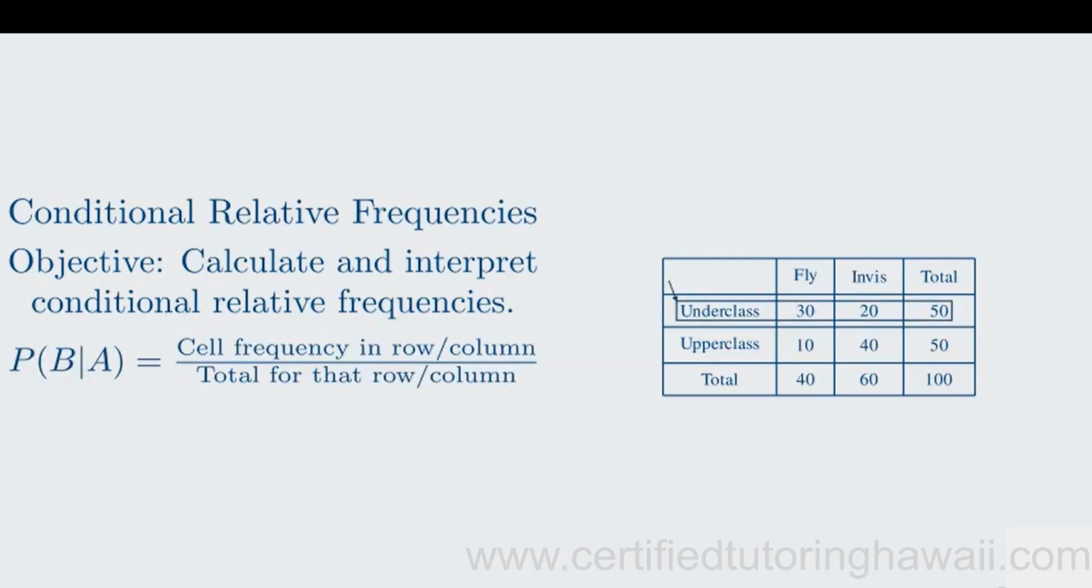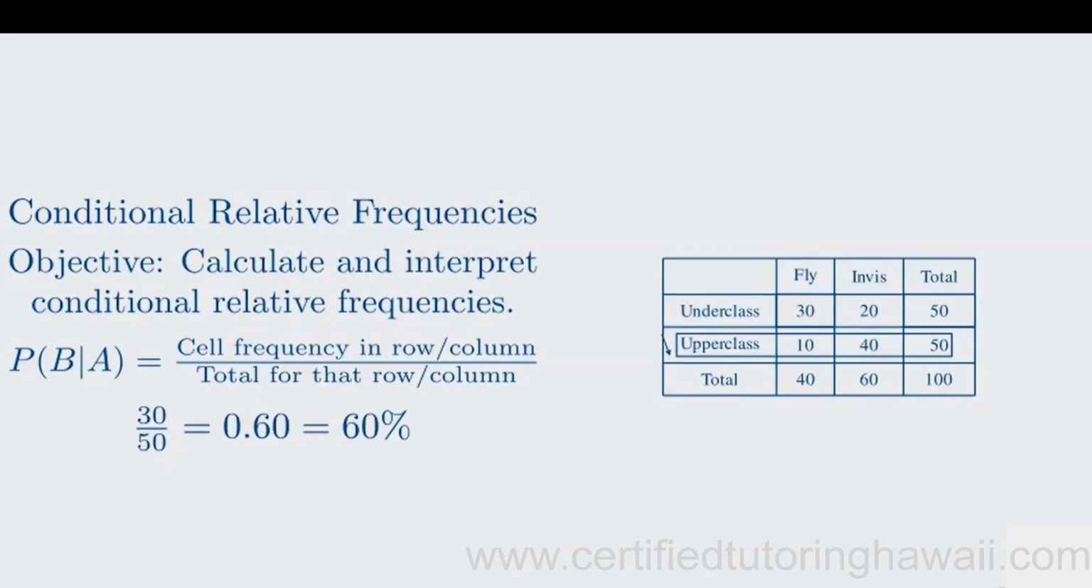Let's calculate the conditional relative frequency of preferring flight, given that the student is an underclassman. Because we are given that they are underclassmen, our denominator is no longer the grand total of 100. It is the row total for underclassmen, which is 50. 30 divided by 50 equals 0.60, or 60%. So, 60% of underclassmen prefer to fly.